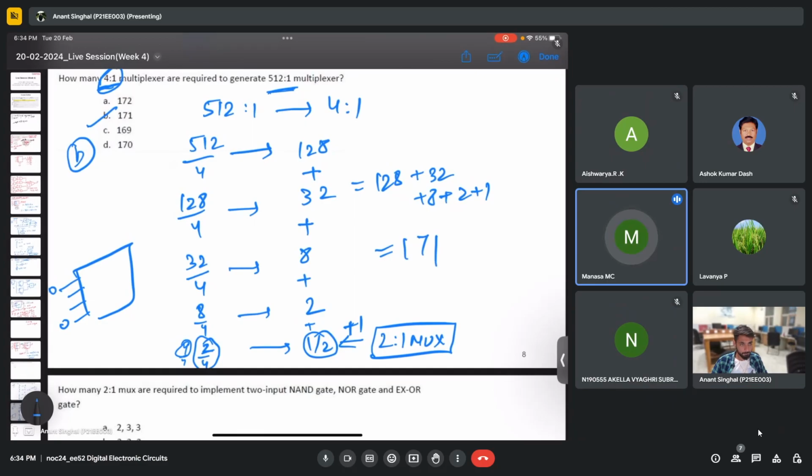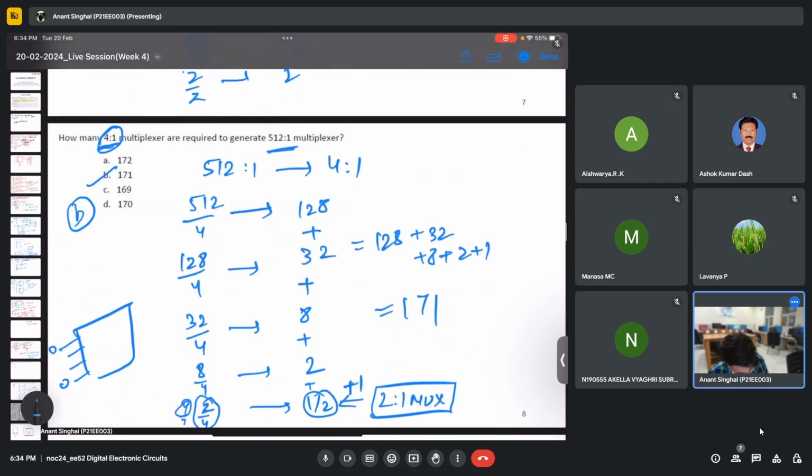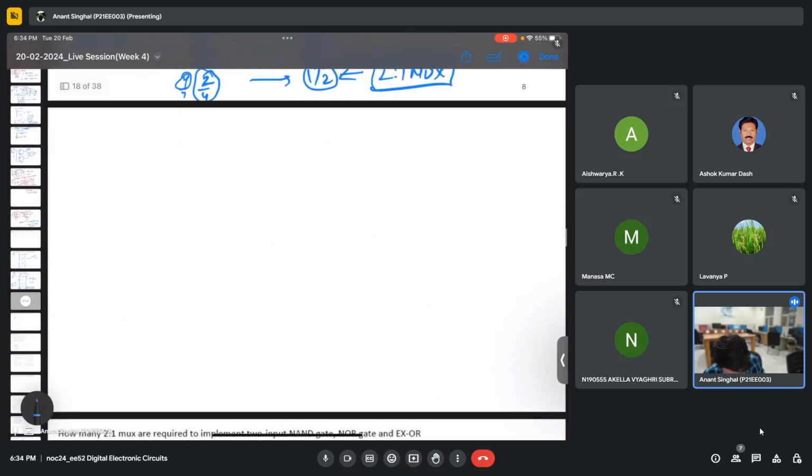Could you explain how that half becomes one? Okay, fine. Let me try to explain with an easier example. Let's say I have a 32 cross 1 mux. Sorry, I need to make a 32 cross 1 mux using 4 cross 1 muxes. So I'll start with the 32. I'll get an 8. I'll then get a 2, and then I am left with 2 by 4.